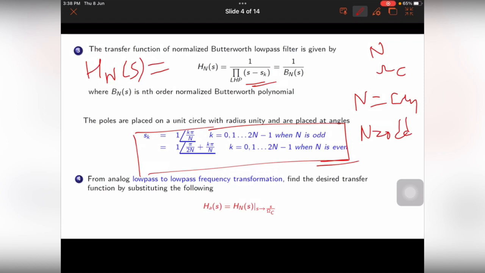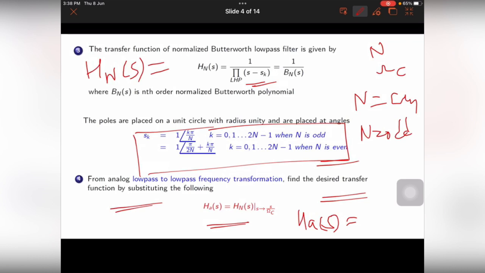Once you find the Butterworth polynomial, substitute and simplify, you will get the normalized system transfer function Hn of s. That is not the actual solution. Once you know Hn of s, we can do the analog to analog transformation, that is, low pass to low pass frequency transformation, to find the desired transfer function by using the below equation. Once you know Hn of s, we have to obtain H of s, which is known as the analog system transfer function.